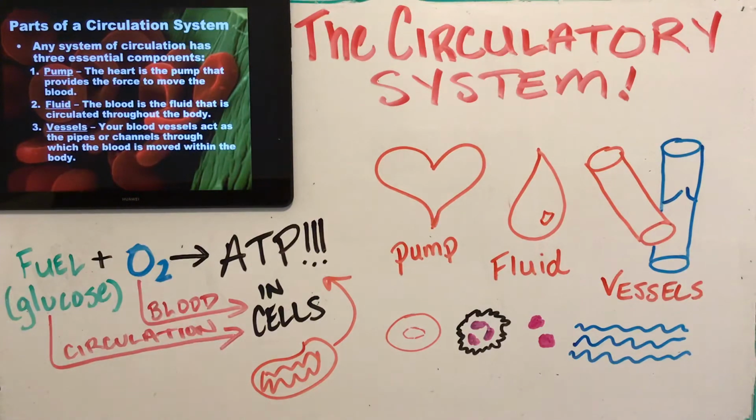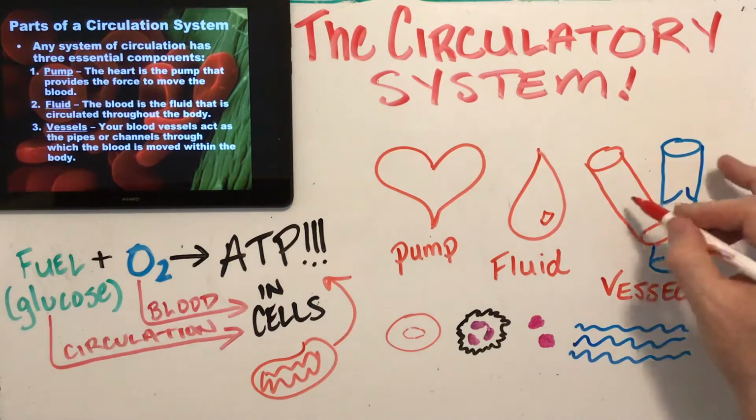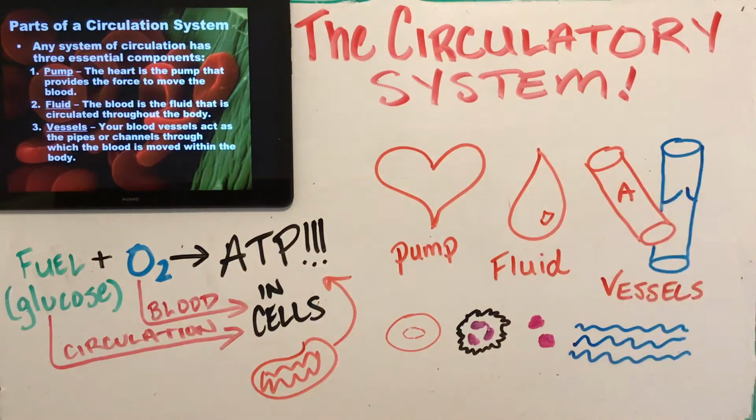And then we need vessels, right? So we need the ductwork, the tubes that the fluid moves throughout the body. So here you can see I've drawn an artery and a vein, all right? So we have blood vessels that run all throughout our body.